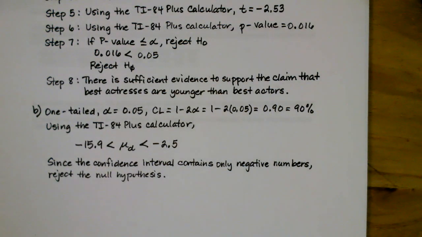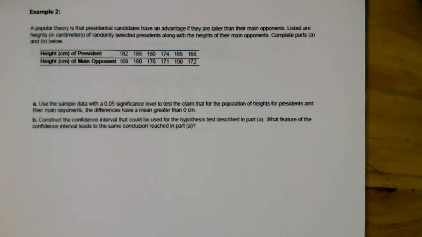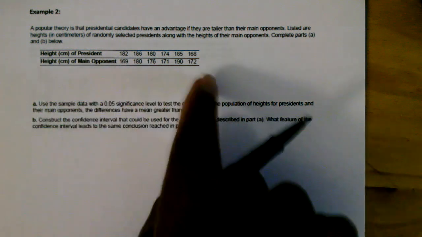All right, here's example number 2. This will be another one of those straight calculator problems. We'll do one shortly where I'll be using D bar and finding D bar and S of D. Okay. So a popular theory is that presidential candidates have an advantage if they are taller than their main opponents. Listed are heights in centimeters of randomly selected presidents along with the heights of their main opponents. Complete parts A and B below.